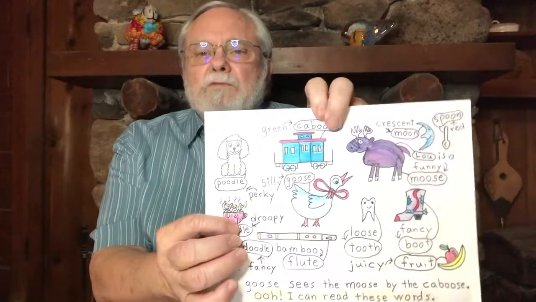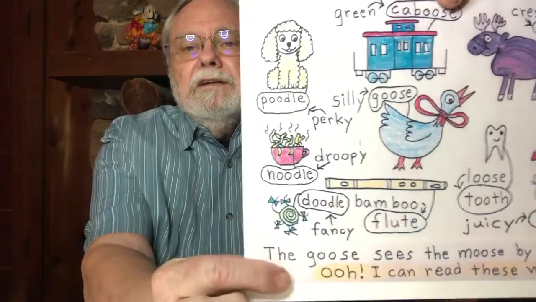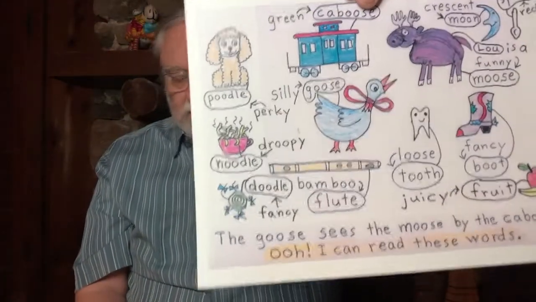Then when it came to the noodles, I went looking for an interesting word for noodle, and I found droopy. What does droopy mean? Oh, those noodles just kind of sag down like this. They don't stand up very well after they've been put in hot water and they've been cooked. And then for my doodle, I looked down here and I found the word fancy.